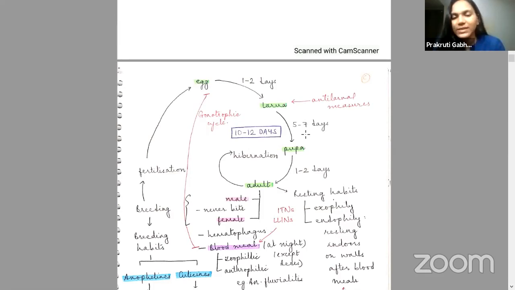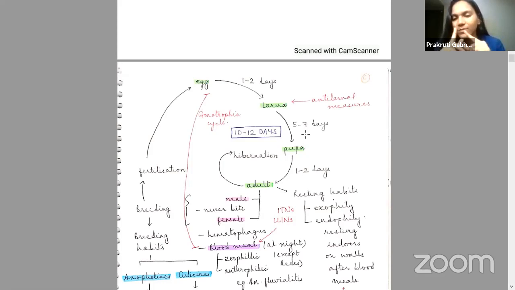Now, the adult basically has its own life cycle or a feeding cycle, which consists of seeking for a host to have a blood meal, which is in the case of a female, because males never bite, they feed on plant exudates, but the females are hematophagous, that is, they have a blood meal. So they seek for a host and they go, they bite, and then they rest.